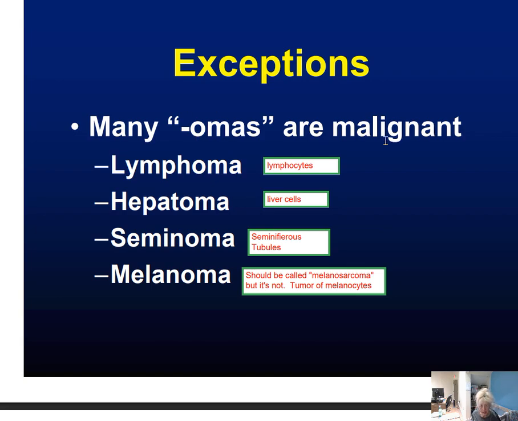Exceptions. Many omas are malignant. A lymphoma, a hepatoma, liver cells, seminoma, the seminiferous tubules, melanoma, should be considered melanosarcoma, but they don't. It's a tumor of the melanocytes. And a lot of people that are out working in the sun quite a bit can get this.